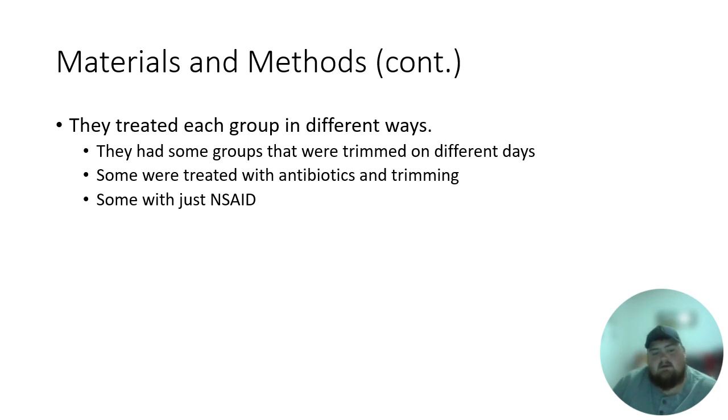Like I said earlier, they have the 6 different groups and they have treated them in different ways. They have some groups that were trimmed on different days. They have some groups that were treated with just antibiotics. They had some groups that were treated with antibiotics and trimming, and some with just the NSAIDs. And they looked at their effects on their lameness and the lesions, because foot rot, I didn't mention earlier, it can cause lesions and openings in the foot, in that soft spot in between the hooves. So that's what they're looking at. That's the different ways they looked at treating them and how they treated them.